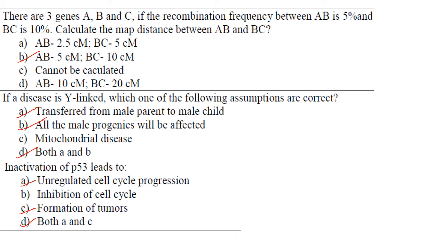Then next one, if a disease is Y-linked, which one of the following assumptions are correct? Transferred from male parent to male child. Yes. All the male progenies will be affected. Yes. It is a mitochondrial disease. No. Answer is both A and B. Then inactivation of P53 lead to. So P53, it is a tumor suppressor gene and its inactivation lead to tumor formation. So answer here is option D, that is both A and C. That is formation of tumors and unregulated cell cycle progression.